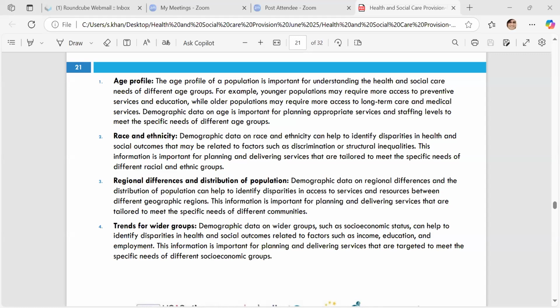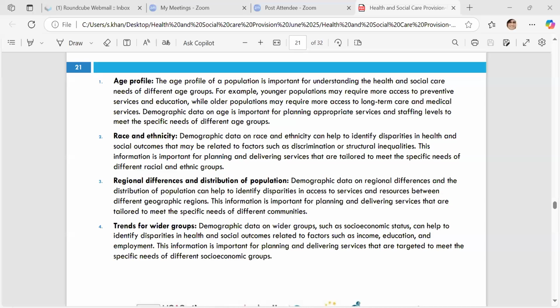Then regional differences and distribution of population. That could be, like we said, in different areas, identifying any sort of disparities of services between different geographical regions. And this is important for planning as well. Then trends for wider groups: demographic data on wider groups of socioeconomic status can help highlight health and socioeconomic disparities among different racial groups.